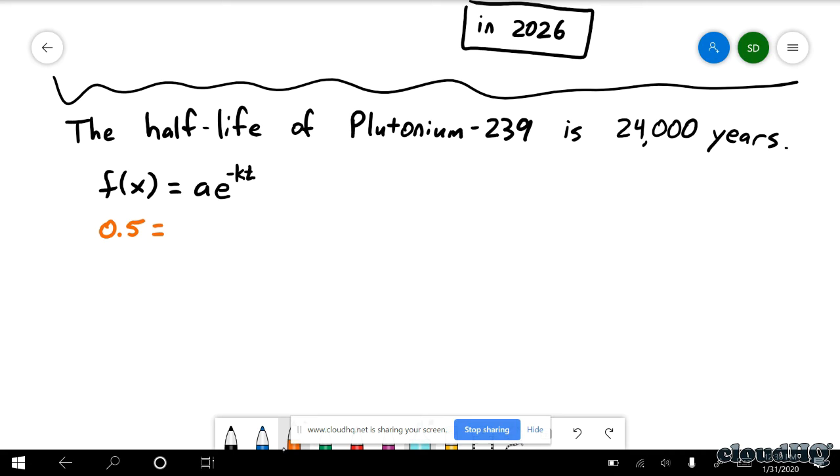The A is gone. I really just have E to the power of negative K times T, but I do know my time in this case. It took 24,000 years for it to become half of what it was. So by getting rid of the A, I know it's a 0.5 over there. It's true for any half-life problem. So now we solve this once again by using the natural log. You see that the last section is pretty important to being successful in this section.